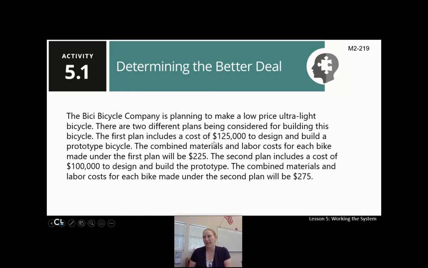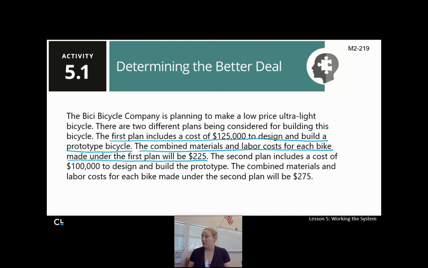The first plan, so this is plan 1. In fact, I'm going to use some colors here, maybe help me out a little bit. So the first plan includes a cost of $125,000 to design and build a prototype bicycle. The combined materials and labor costs for each bike made under the first plan will be $225. So to make the original prototype, all the design, trying to figure all that out, will be $125,000. But once they get it down, then each bike after that's only going to cost $225.